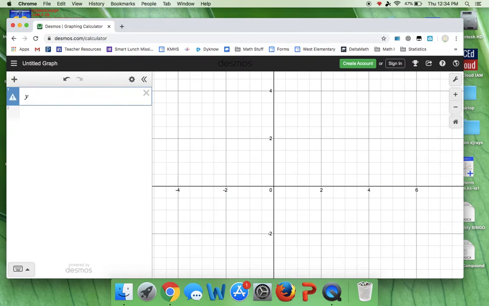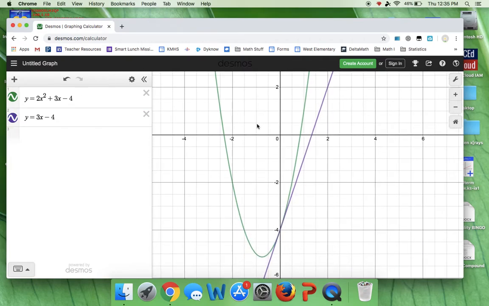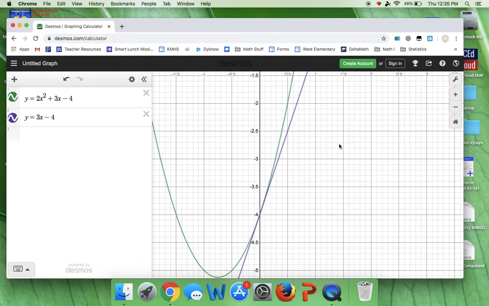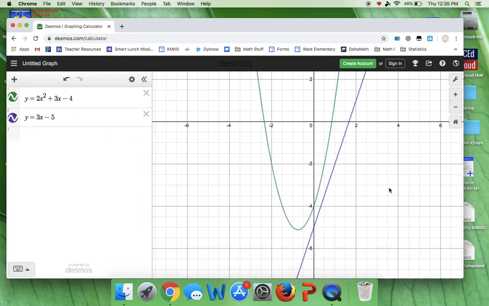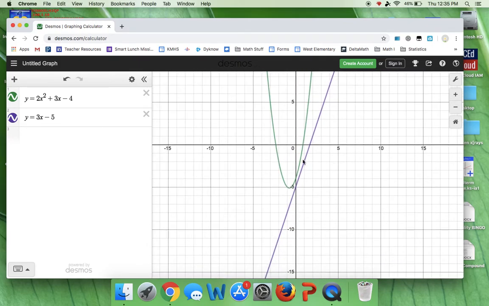In math 2, we do nonlinear. So if I do something like 2x squared plus 3x minus 4, and I want to graph that with a line, 3x minus 4, something like this, I could see where they intersect. Ooh, that's a very tight intersection. Looks like it's, yep, right there. So they intersect at that y-intercept of 0, negative 4. I could change this. If I change it, they never intersect. If you notice, my line and my parabola will never touch, so that one has no solution.